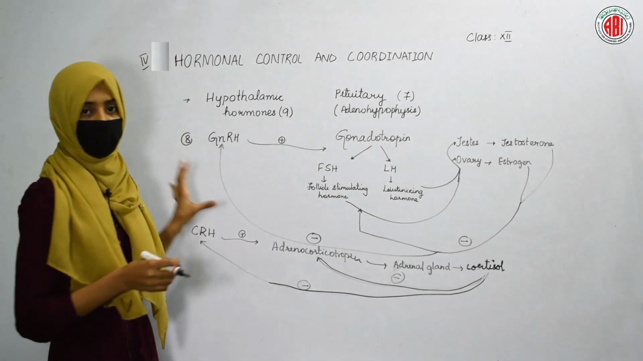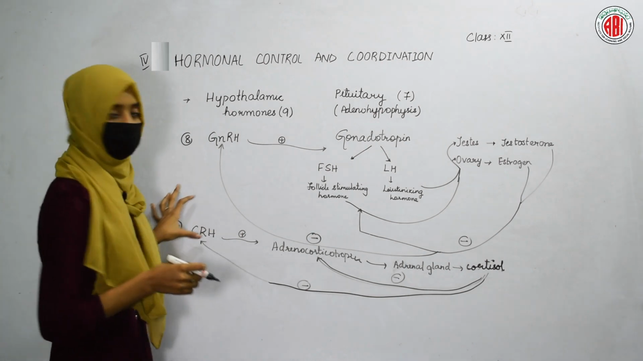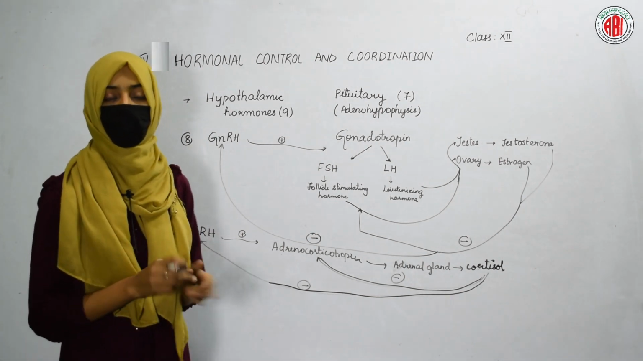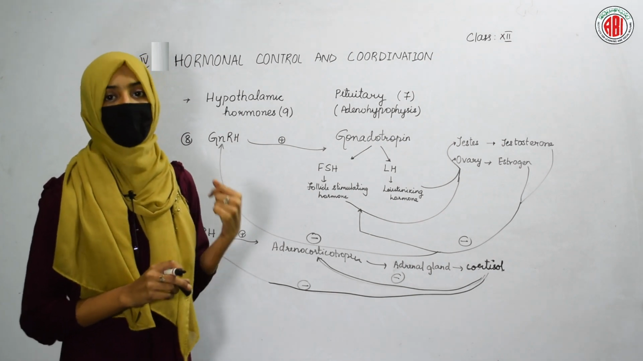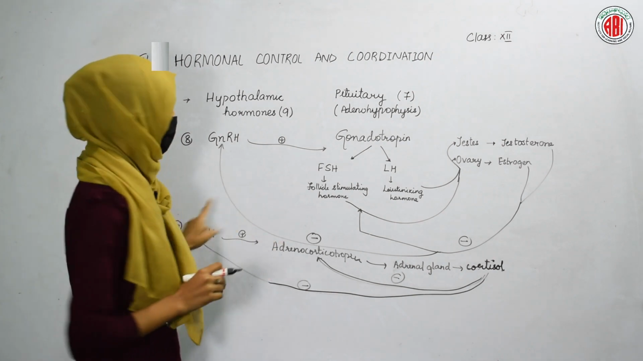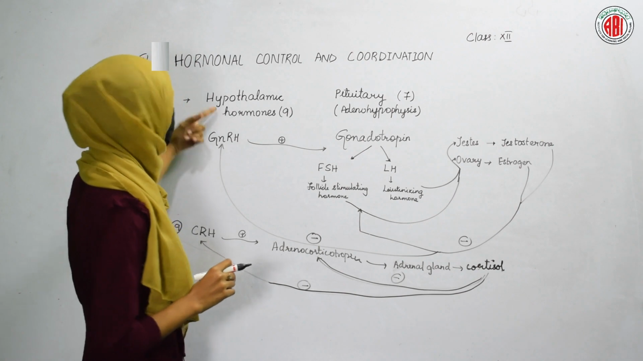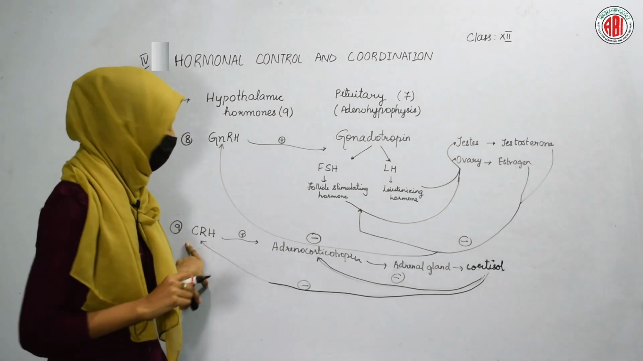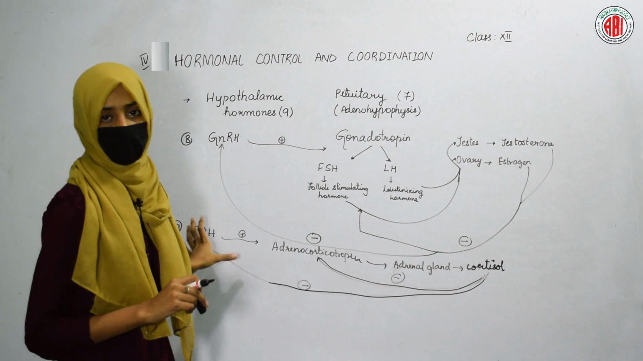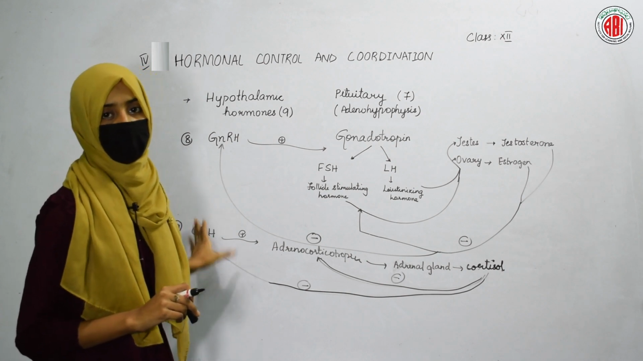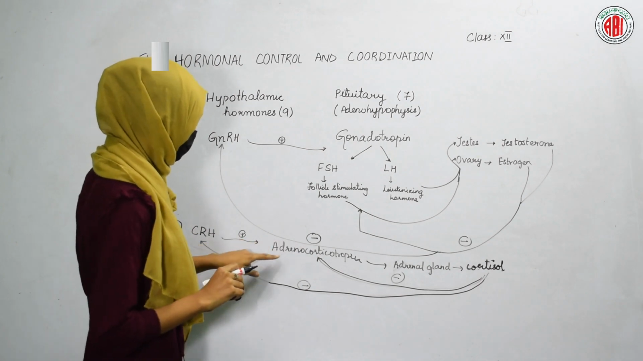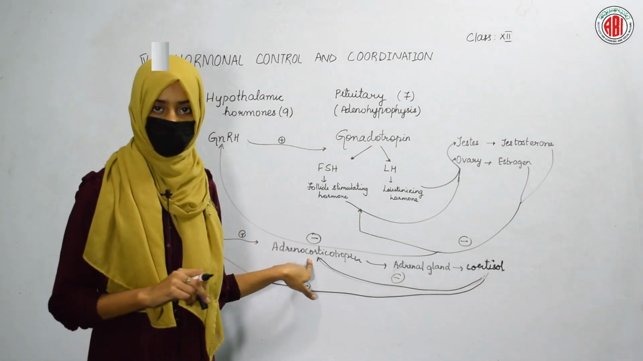The last hypothalamic hormone is our corticotropin releasing hormone. Here in this case also we do not require any inhibiting hormone, we just need releasing hormone from the hypothalamus. Hypothalamus secretes a hormone called corticotropin releasing hormone. When it gets released, it stimulates the pituitary gland to release one another hormone, that is adrenocorticotropin hormone.